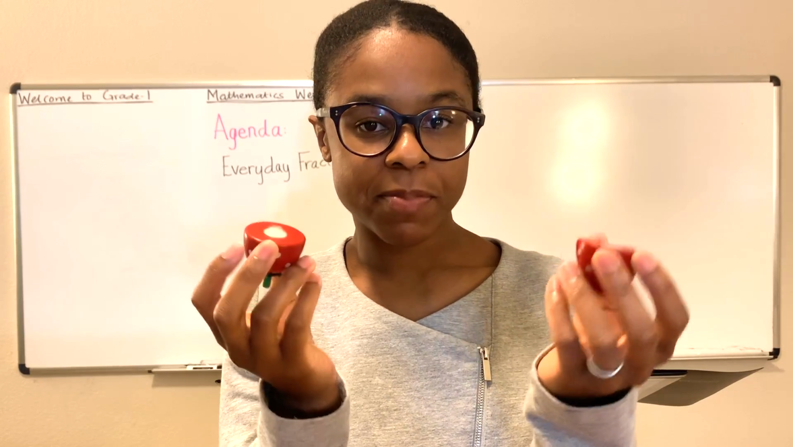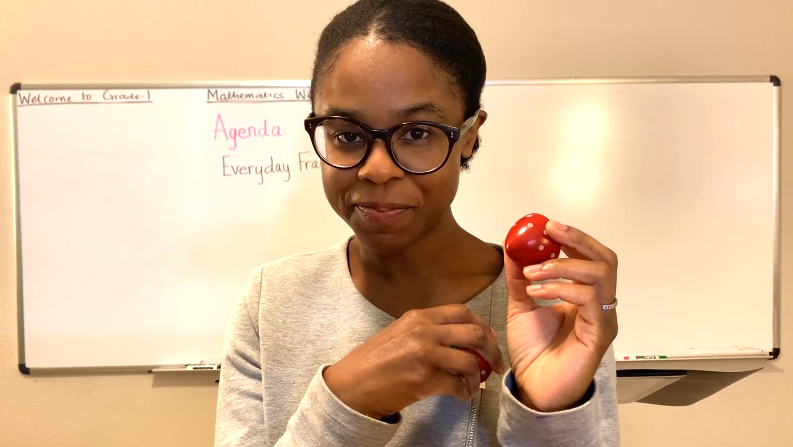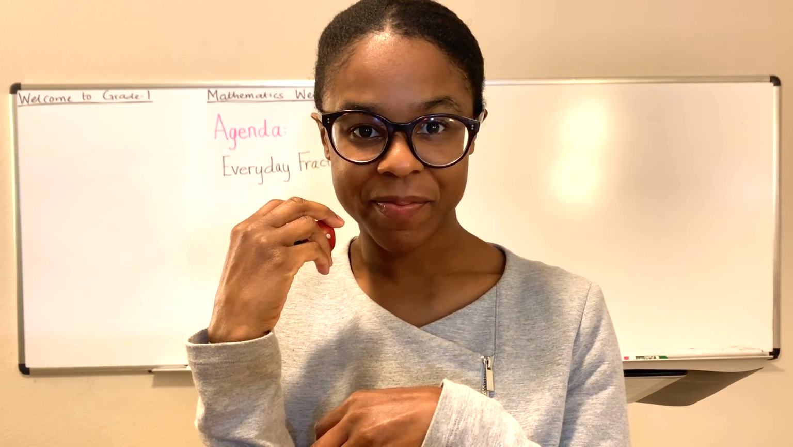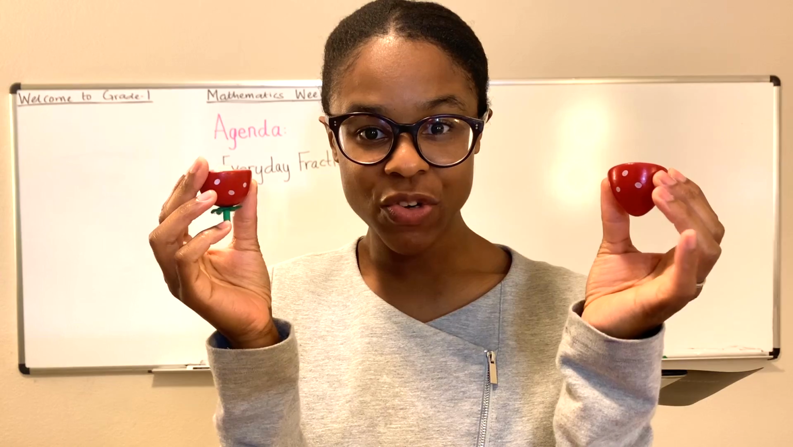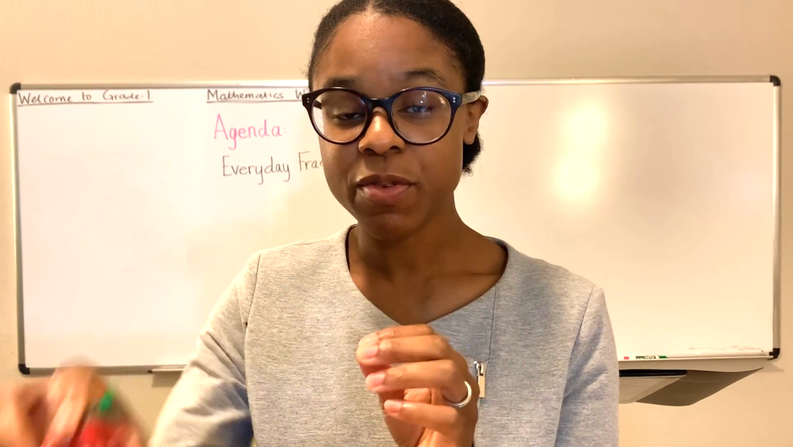Now, each of these pieces represents half. This is 1/2 of your strawberry. This is 1/2 of the strawberry. When you put the 2 halves together, you're back at 1 whole. Okay, 1 whole strawberry. Let me write that on the board.